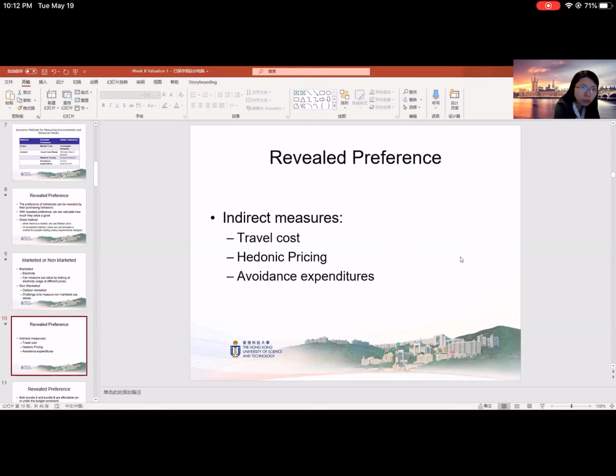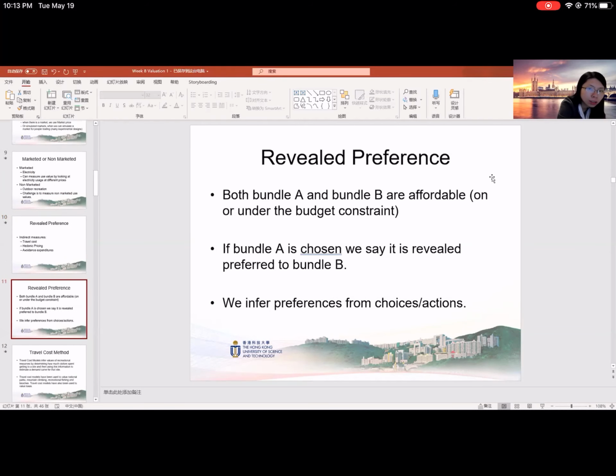The indirect measures we are employing include travel cost, hedonic pricing, avoidance behavior, and avoidance expenditures. We're going to go through them one by one. Again, the idea of revealed preference is that when both bundle A and bundle B are affordable, how do your choices reveal your preferences? If bundle A and bundle B are both affordable and bundle A is chosen, it is revealed preferred to bundle B.